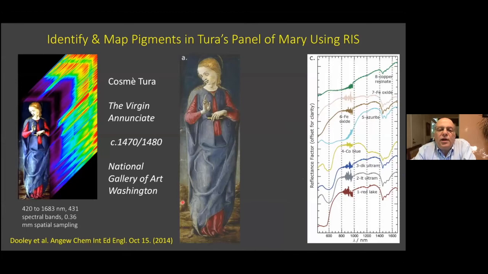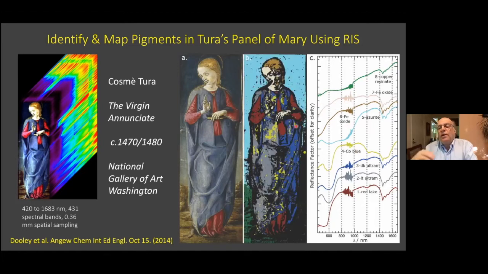So in the upshot, for a complete look at this painting by Cosmatura, you can end up with this basis set of different pigments, many of which we can identify directly: the red lake, the ultramarines, some cobalt blue in painting, azurite, iron oxides. And this is the corresponding map using spectral angle mapper.